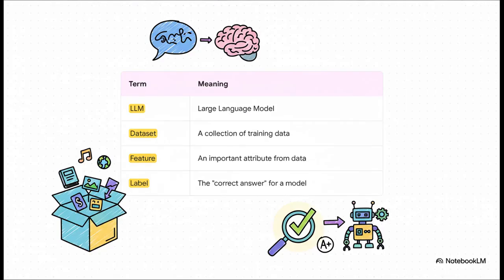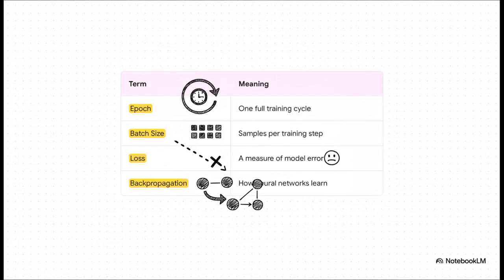LLM just stands for Large Language Model. Think GPT-4. You train it on a dataset, which is just a big collection of data. From that data, the model learns to identify important features, like, say, specific words or pixel patterns. And the label? That's just the correct answer that the model is trying to guess. Simple. So during training, when your model goes through your entire dataset one time, that's called an epoch. The batch size is just how many pieces of data it looks at in one single step.